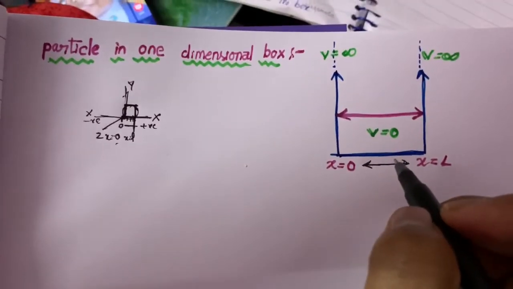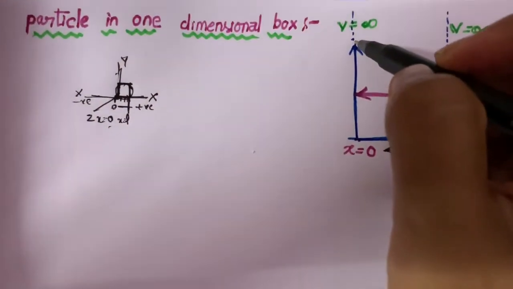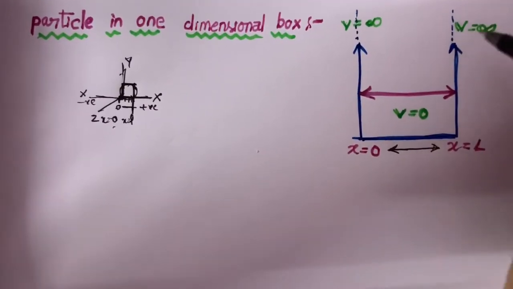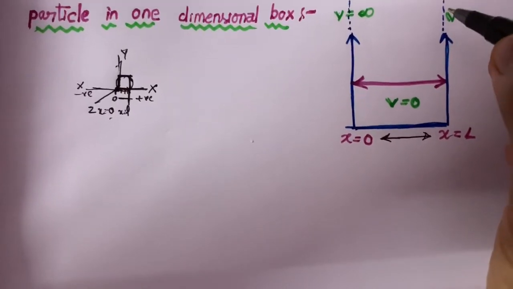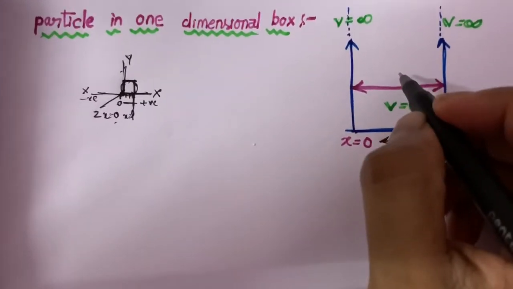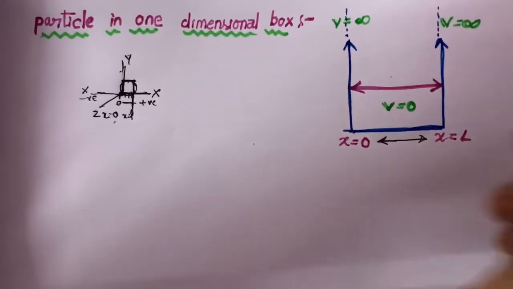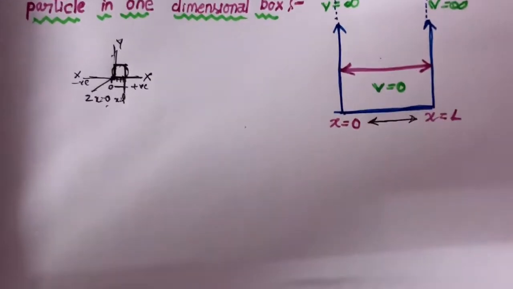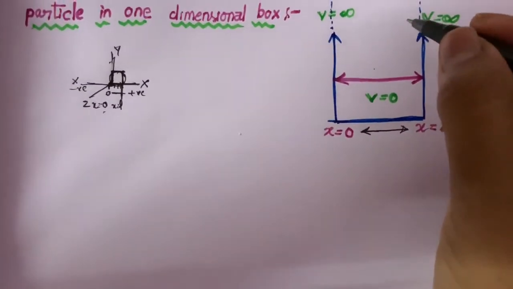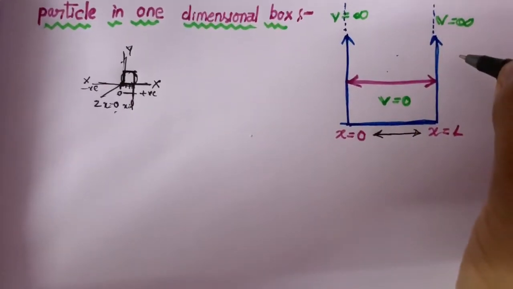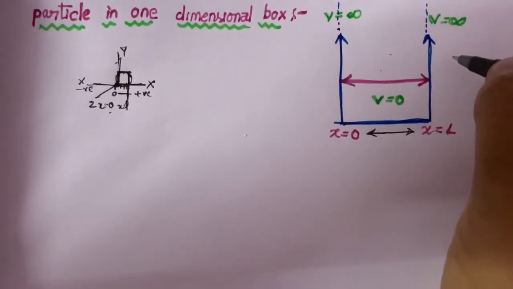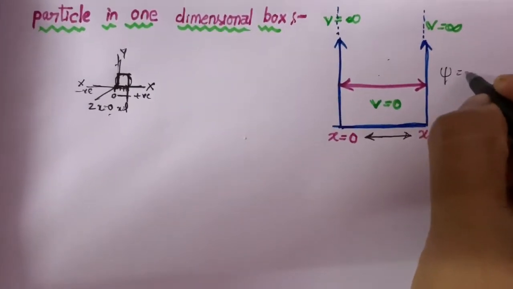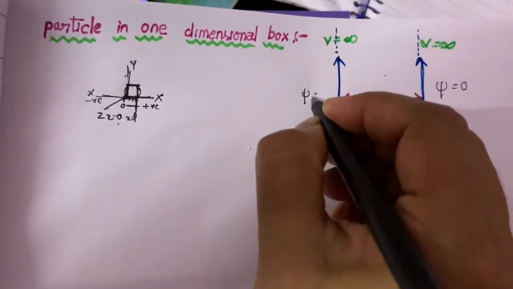In textbooks it is usually shown like this, and in this box, if you observe, the walls are shown as dotted lines. What does this indicate? The walls have infinite height, and the particle is present somewhere inside the box. The particle can never come outside the box because the walls have infinite height, so it cannot escape from the box. And as it cannot escape, the probability of finding the particle outside the box must become 0, and this must also become 0.